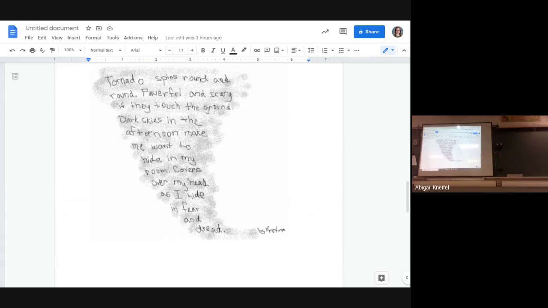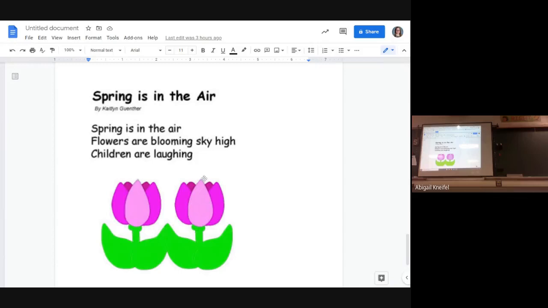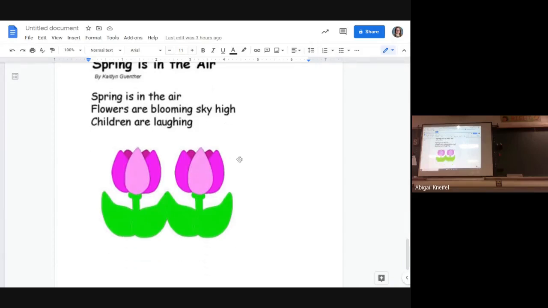This is Haiku Loves Poetry, in case you were wondering. I really liked it when I was a kid. All right, our next one's nice and short. What type is it? A haiku, and it's called "Spring is in the Air."